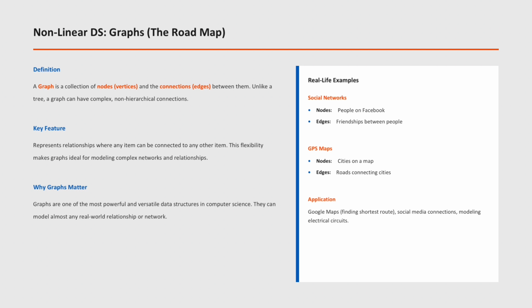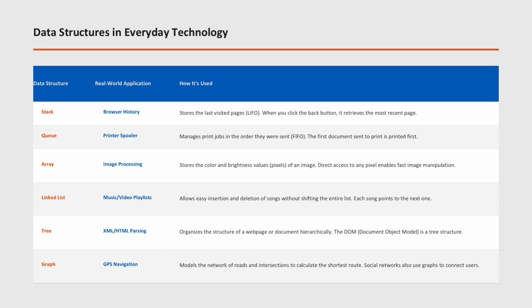Or GPS maps. This is the big one. The classic application. The cities are the vertices, and the roads are the edges. When you ask Google Maps for the fastest route, it's using a graph algorithm to find the shortest path through that massive network of roads. So a tree is for hierarchy, how things contain other things, and a graph is for relationships. How things connect to other things. Yeah, that's a great way to put it.